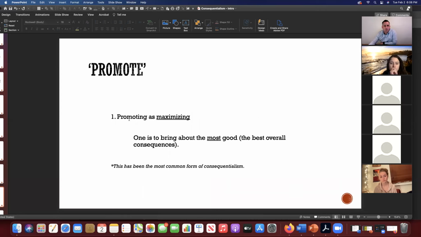One is where we define promoting as maximizing. So one is to bring about the most good, to bring about the best overall consequences. So when you bring about good consequences and you maximize the bringing about of good consequences, you've brought about the best consequences. And traditionally, this is the most common form of consequentialism, these maximizing versions of the view.